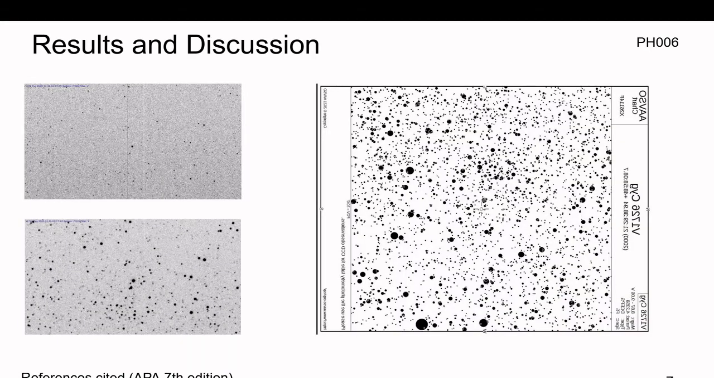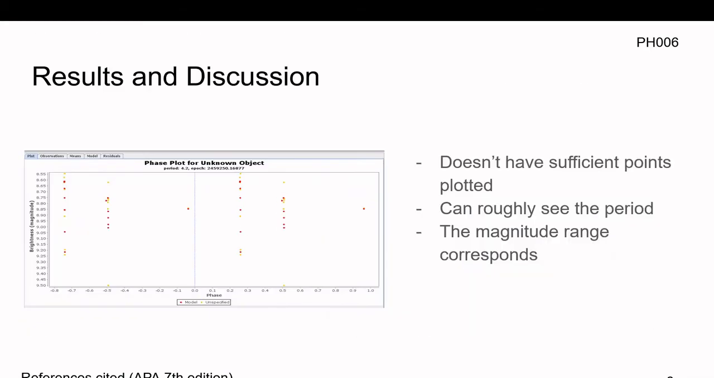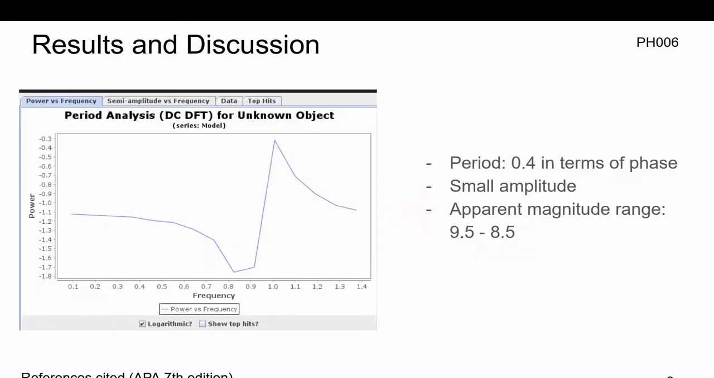We then plot out the points on the graph, magnitudes against phase. This would give us a graph that looks something like this. From the graph, we will only be able to roughly estimate the period after the addition of modeled points, which would give us a pulsation period of 0.4 days in terms of phase.